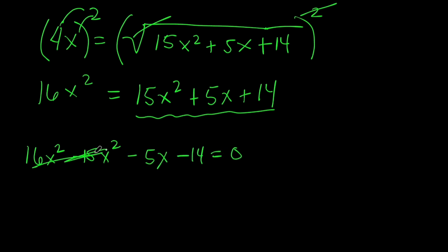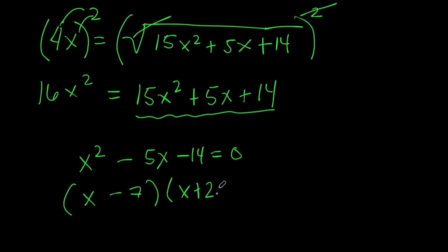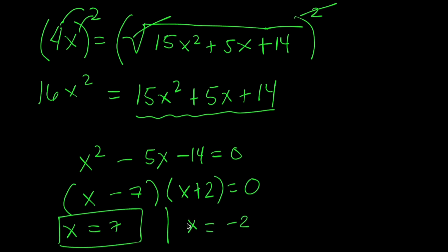And we can simplify this, right? 16x squared minus 15x squared gives us 1x squared, so that is x squared only. So we have x squared minus 5x minus 14 equals 0. Let's factor once again. The factors are (x minus 7) times (x plus 2) equals 0. And our x's are x equals 7 and x equals negative 2. These are our solutions for this equation.